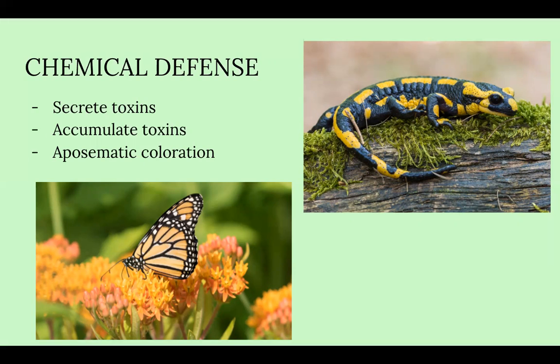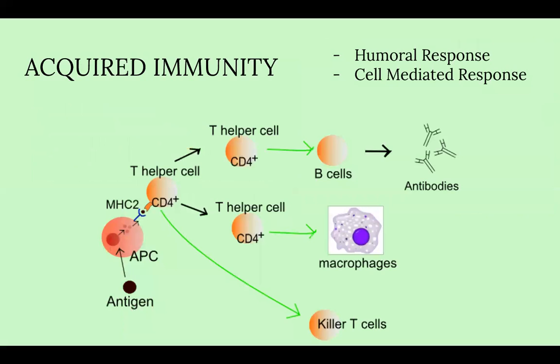And then there's aposematic coloration. And so that is that typically animals that have some sort of toxin or poison are brightly colored, and that's just like a warning sign for predators to stay away.